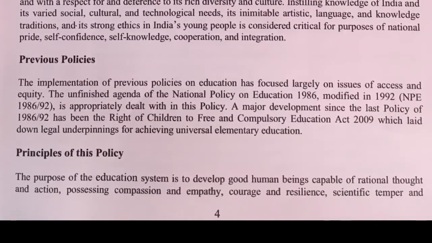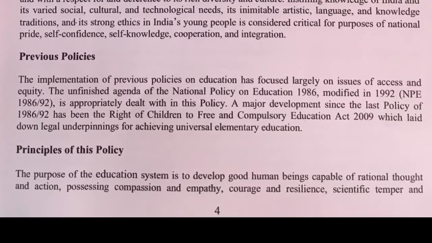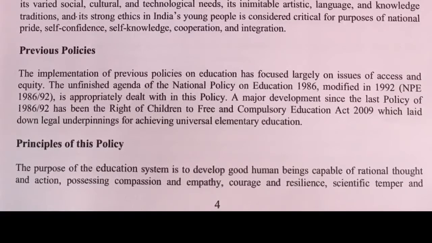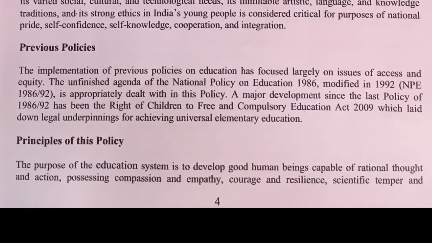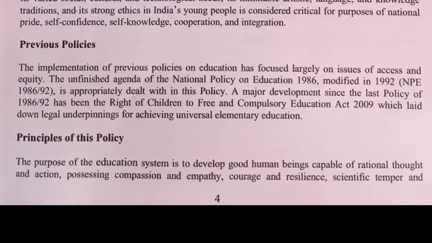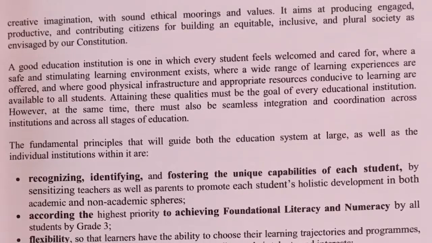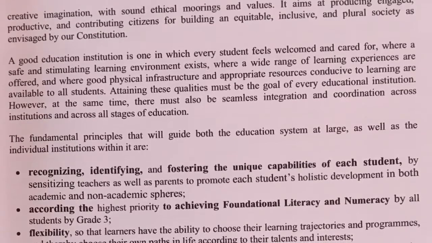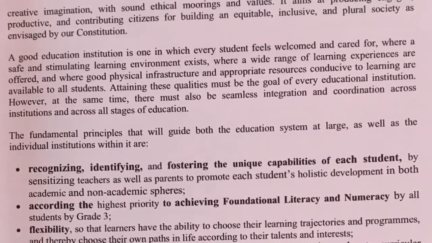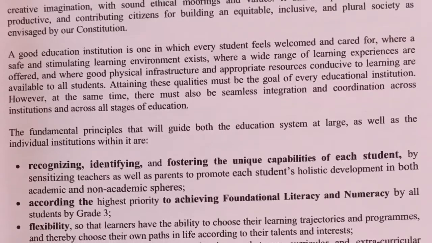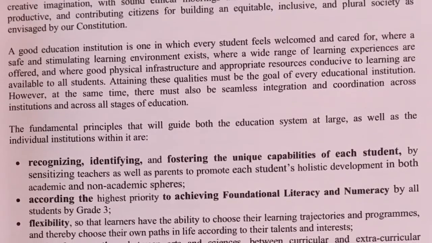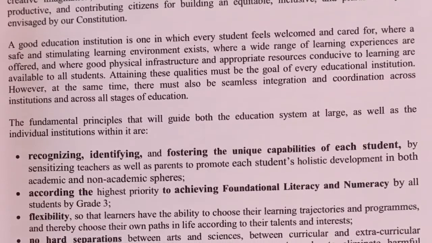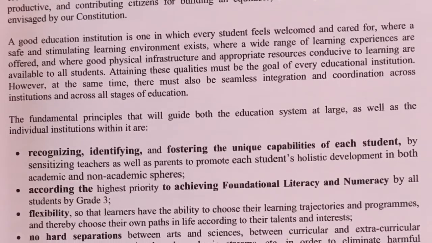Principles of this policy. The purpose of the education system is to develop good human beings capable of rational thought and action, possessing compassion and empathy, courage and resilience, scientific temper, and creative imagination, with sound ethical moorings and values. It aims at producing engaged, productive, and contributing citizens for building an equitable, inclusive, and plural society as envisaged by our Constitution.